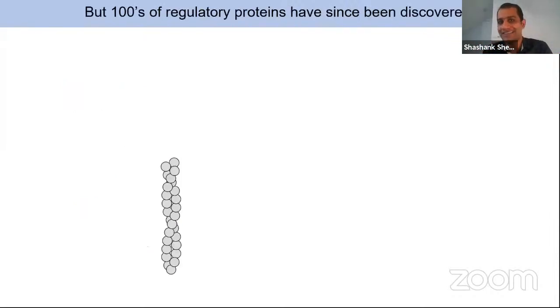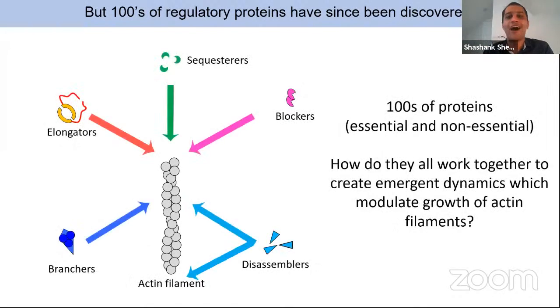However, as with most things in biology, it's complicated. It turns out there are hundreds of proteins that have been discovered over the last couple of decades, which can all act on the same actin filaments. There are proteins that can elongate filaments, that can block filaments, that can break them down, that can branch them, bundle them. There's a bunch of different activities. And as physicists, what we are really interested in is, can we identify common rules that would be able to control the growth of actin filaments or disassembly?